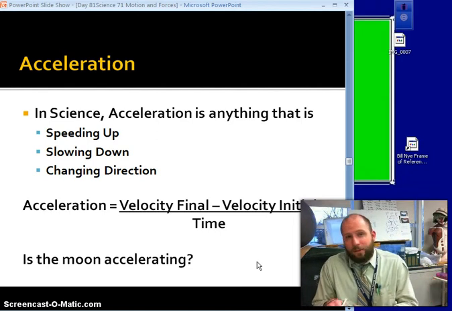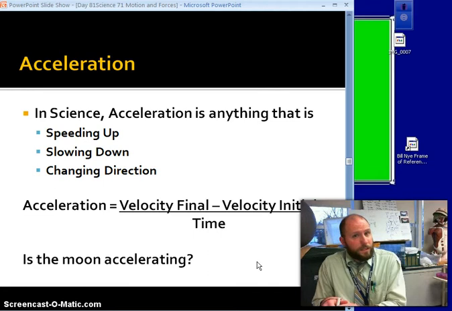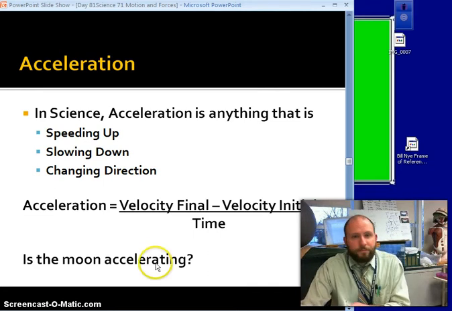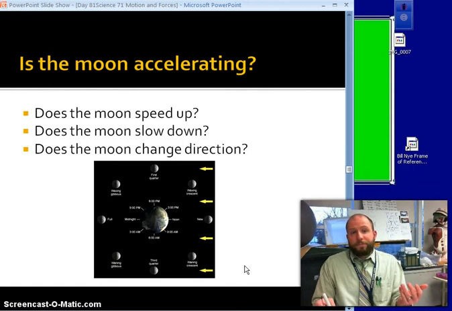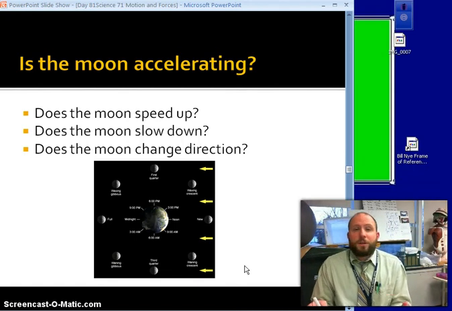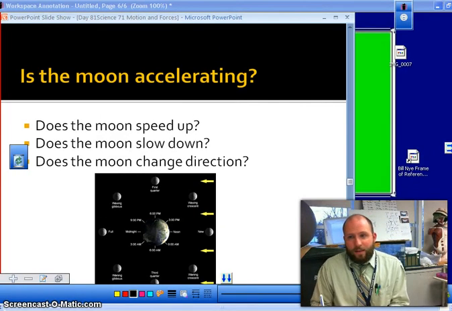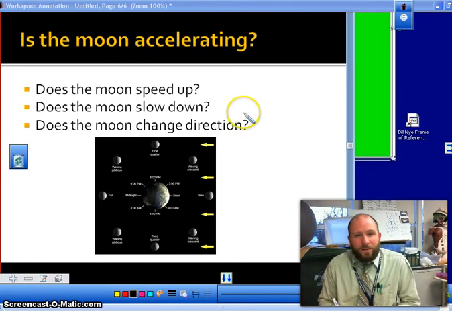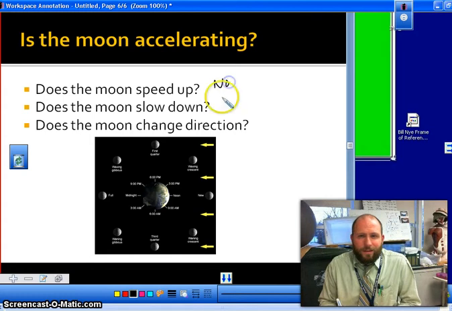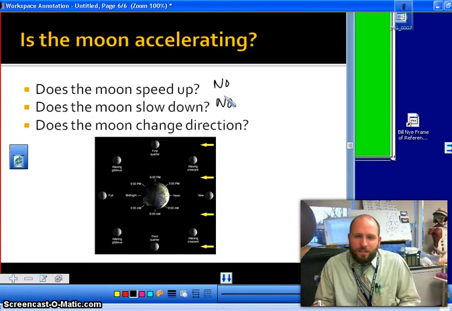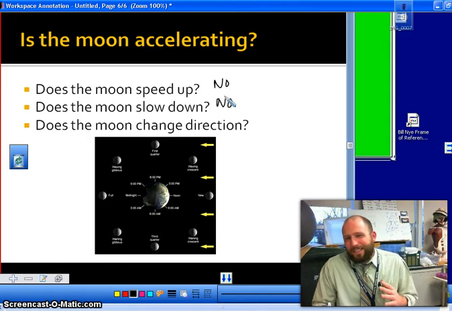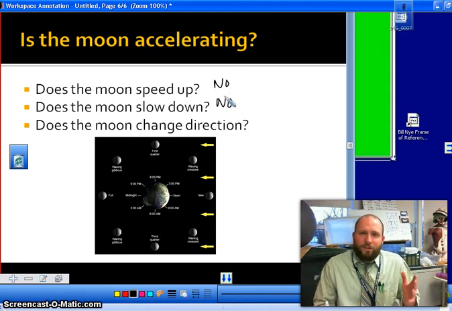Is the moon accelerating? Take a moment to think about it. Is it accelerating? Ask yourself the questions. Does the moon speed up? Does the moon slow down? Does the moon change directions? Looking at this very briefly, does the moon speed up or slow down? In a nutshell, I'm going to leave them as no. There is a little bit of acceleration that occurs when the moon is either closer to the Earth or farther away, but the orbit is not elliptical enough for us to really notice this difference in speed.